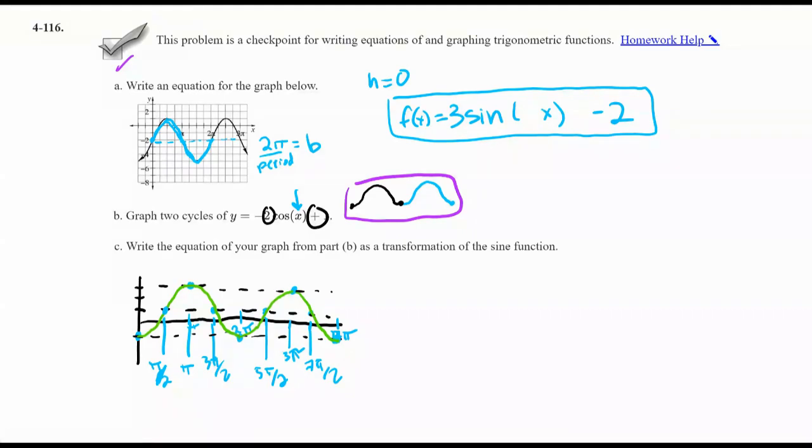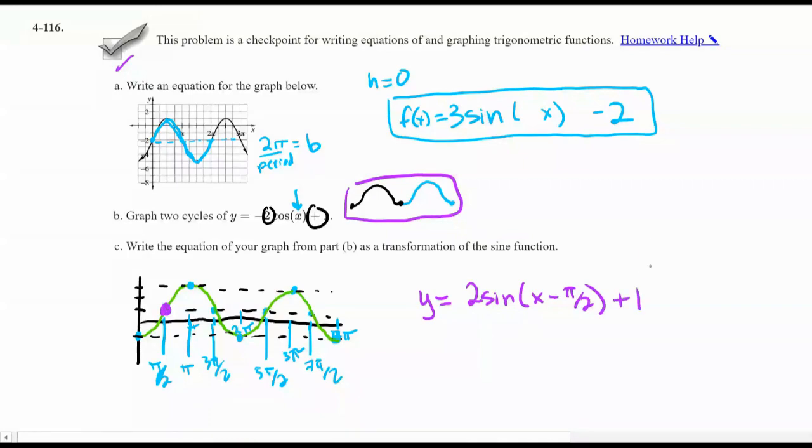Last one here, part C, says to write the equation of your graph in part B as a transformation of the sine function. So a sine function has to start at the midline. So really, I'm just going to take the exact same equation here. So y equals 2 sine of x minus pi over 2 plus 1.